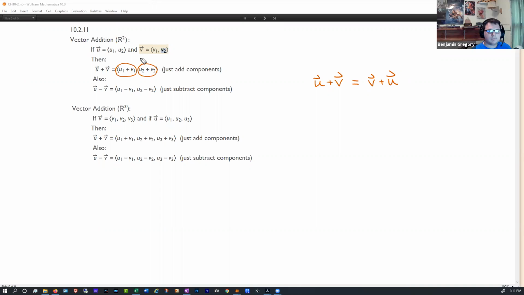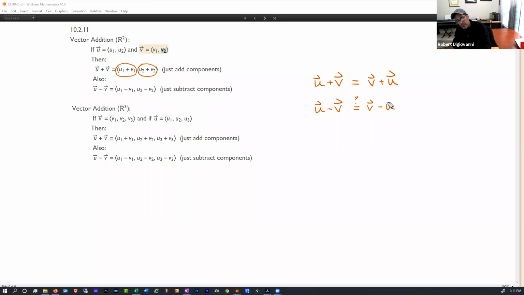Now, how about subtraction? Does the order matter in subtraction? Is u minus v going to be the same as v minus u? Are those the same? What do you think? Look at this operation, u1 minus v1, u2 minus v2. If I switch those, are you going to get the same answers? No, you will not. Not in general. So vector addition is commutative. You can flip the order. Vector subtraction is not. The order matters.